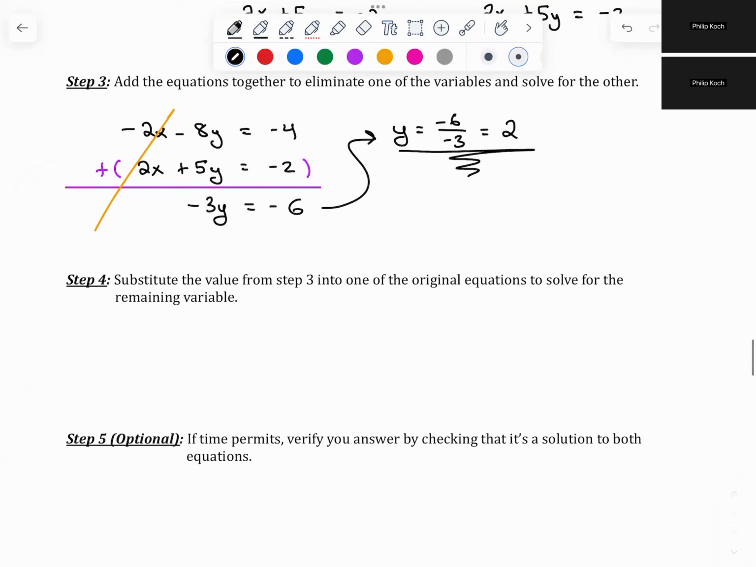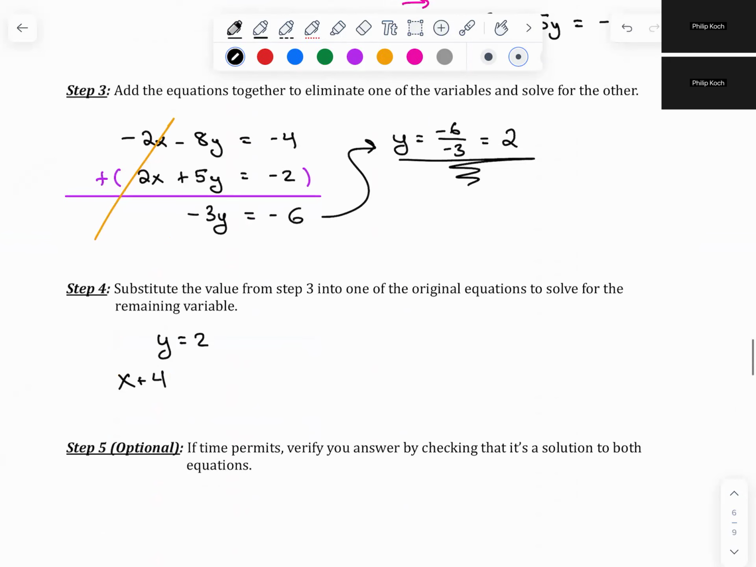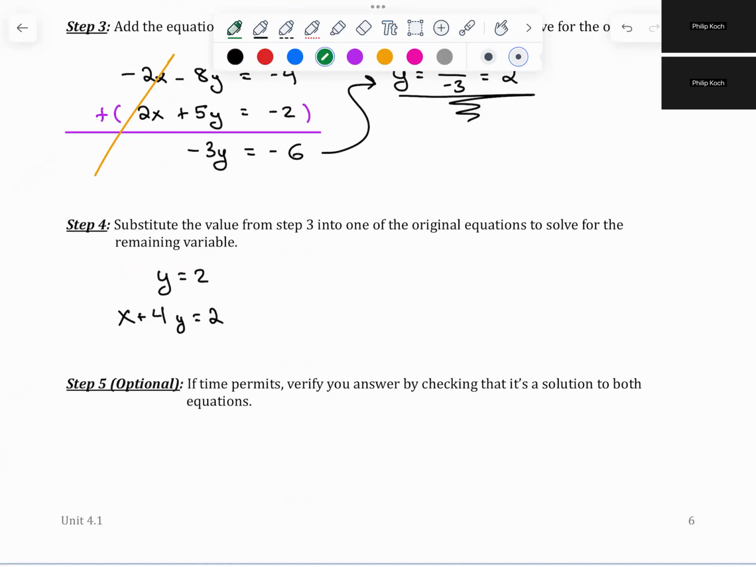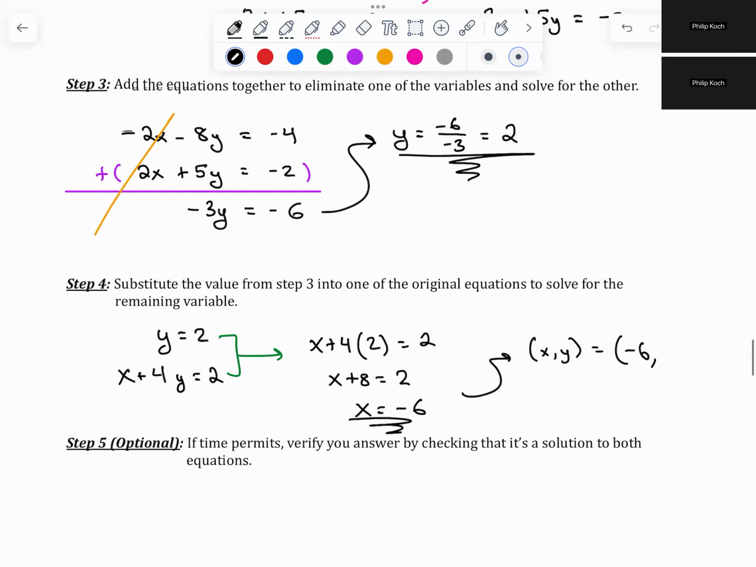So what I'm going to do is I'm going to take that y equals 2, and I'm going to take the first equation, which was x plus 4y equals 2. And then take this information to solve for x. I get x plus 4y, but y is equal to 2, equals 2. That gives me x plus 8 is equal to 2, which gives me x is equal to -6. And so my answer is the point x comma y. So it's going to be -6 comma 2.